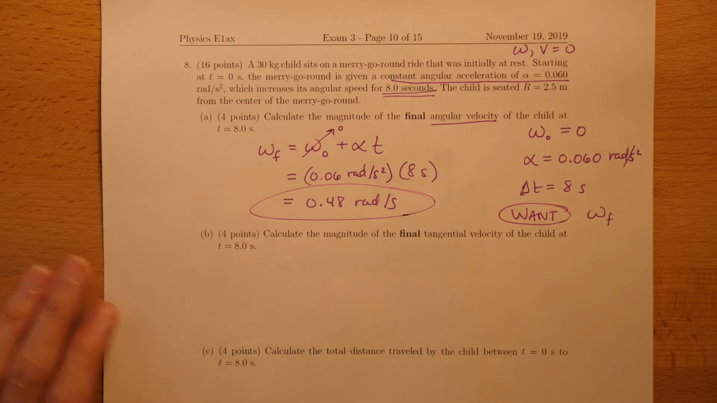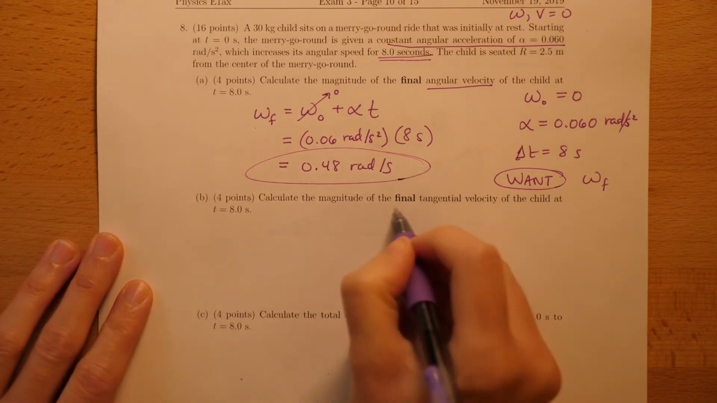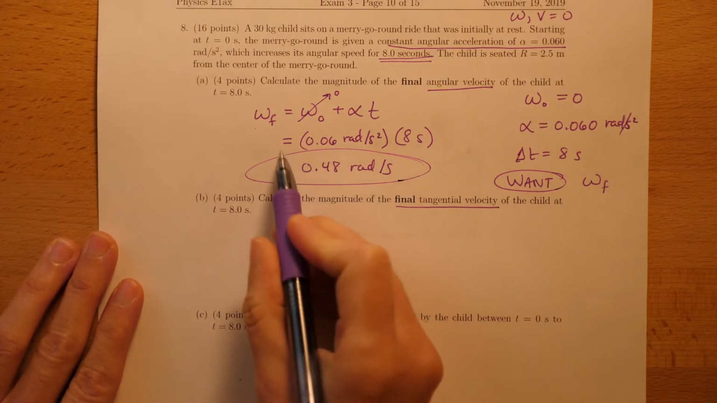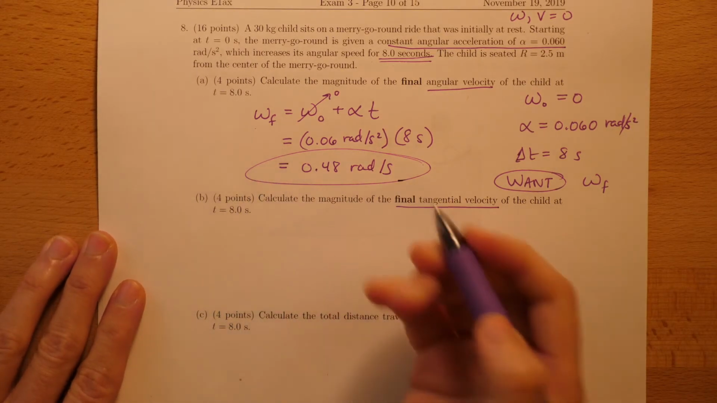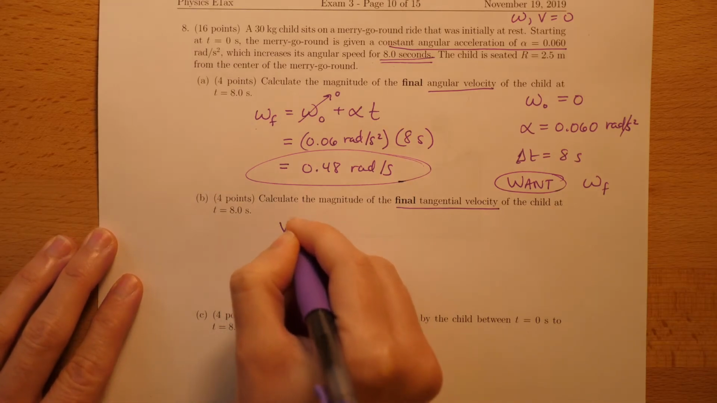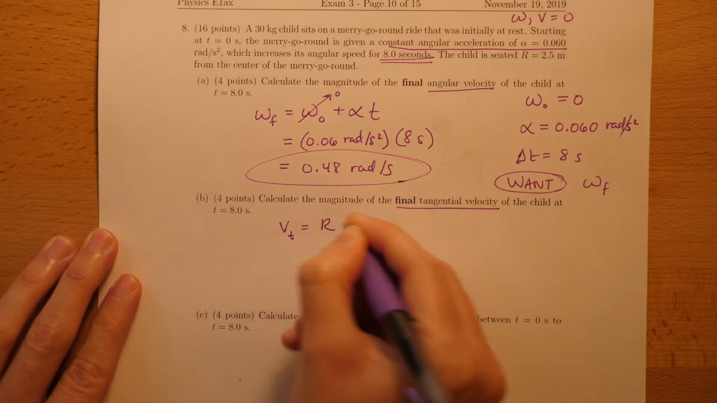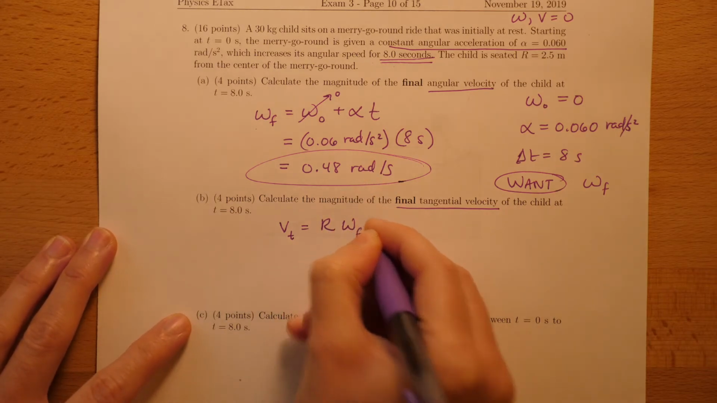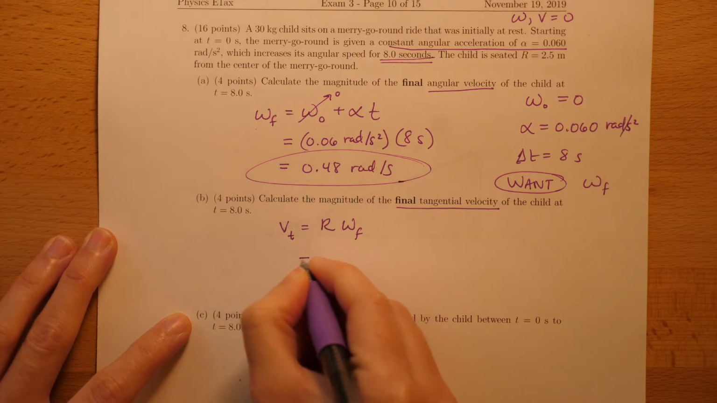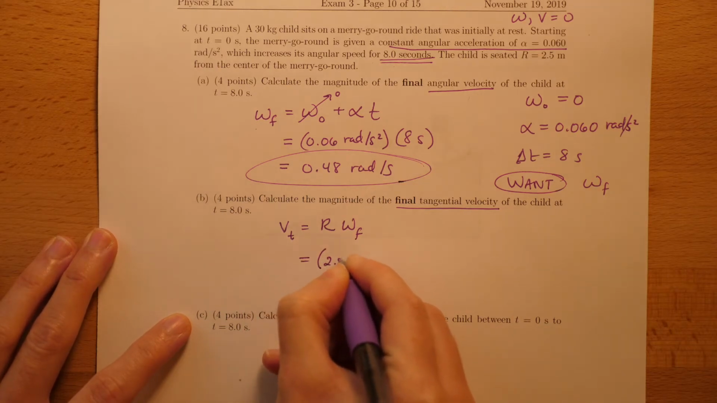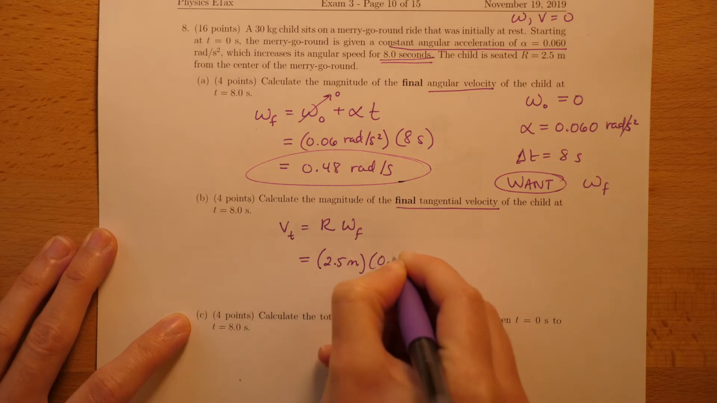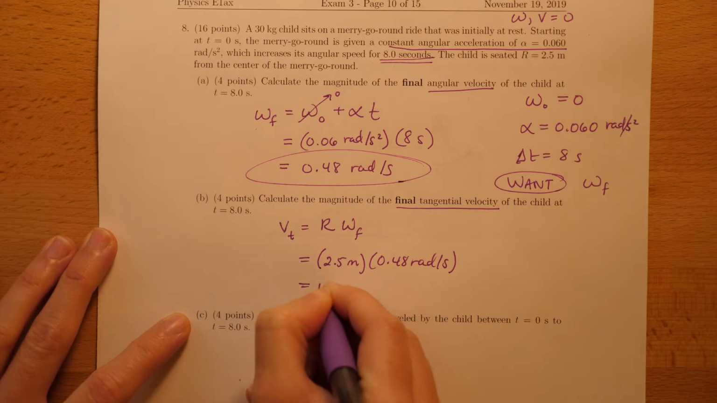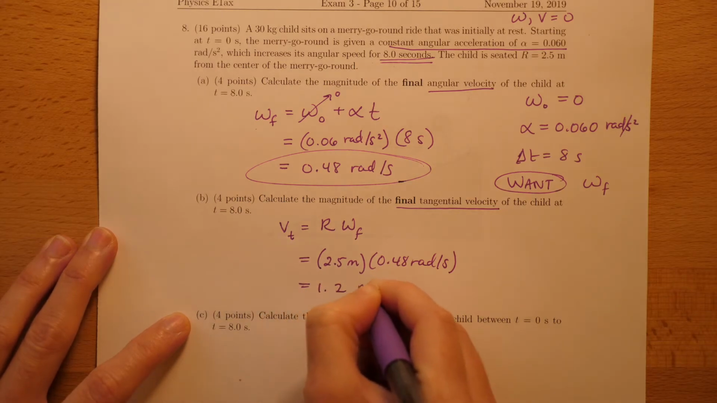All right, calculate the magnitude of the final tangential velocity. So the tangential velocity is related to omega by an r. The tangential velocity is just the radius where the kid is sitting times the omega final that we just calculated. So that's 2.5 meters times 0.48 radians per second, which gives us 1.2 meters per second.